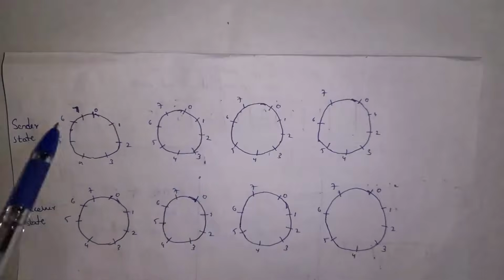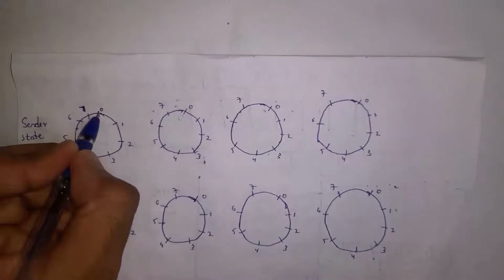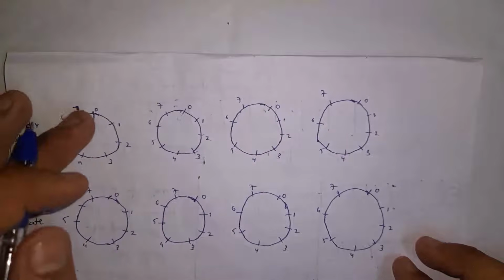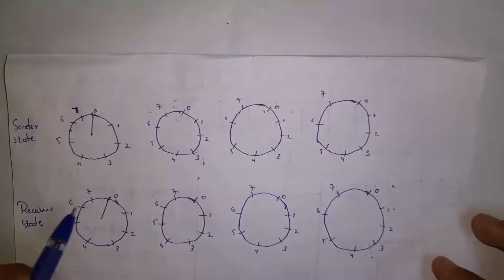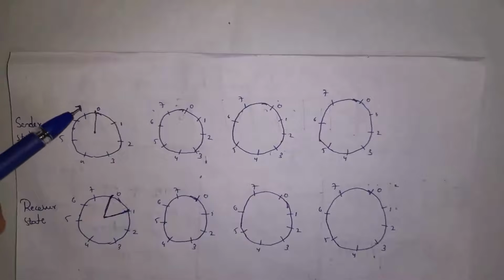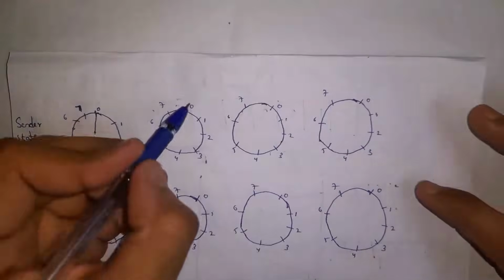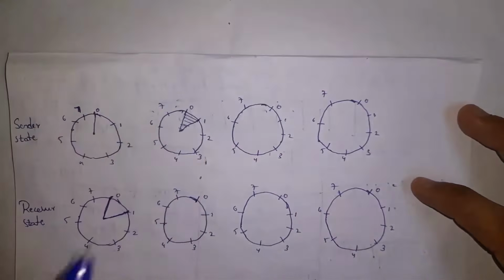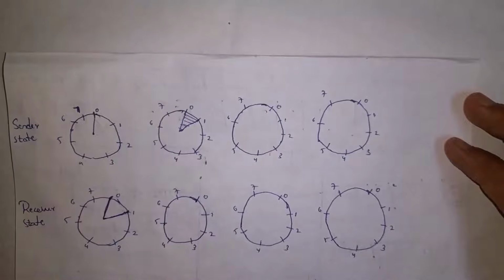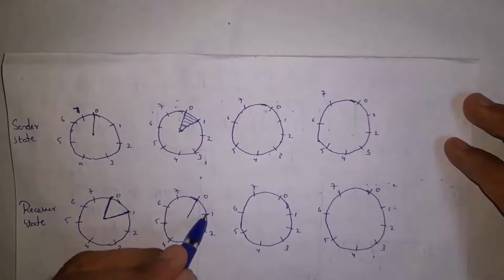This is the sender state. This is the receiver state. Initially in the sender state, at first the sender is not sending any data, so I am just drawing one line. That is nothing but the sender is not sending any data. Whereas in the receiver state, the receiver wants frame 0. At first the sender is not sending any data, whereas the receiver is expecting frame 0. Now at first the sender will send frame 0. I am representing this diagram with lines. Now the sender forwarded frame 0, but the receiver still did not receive frame 0. Still the receiver is expecting frame 0.